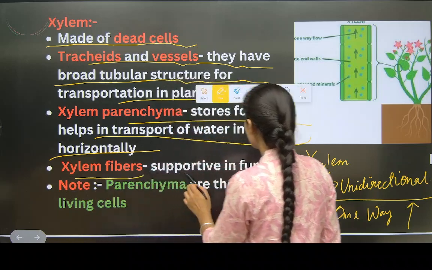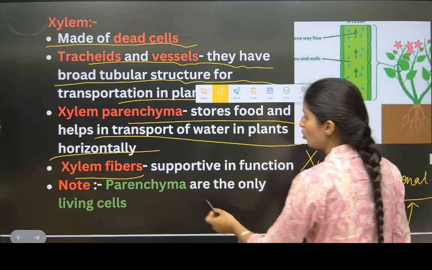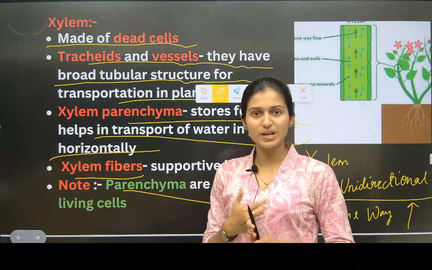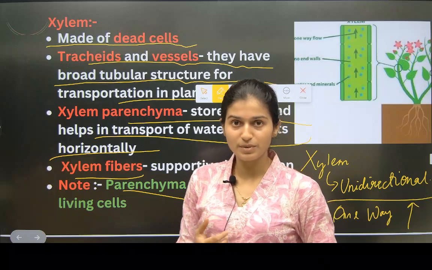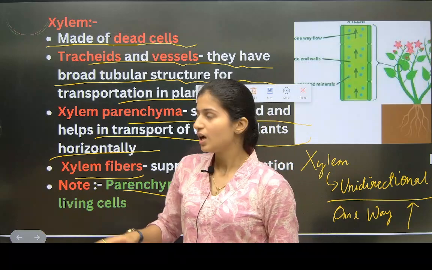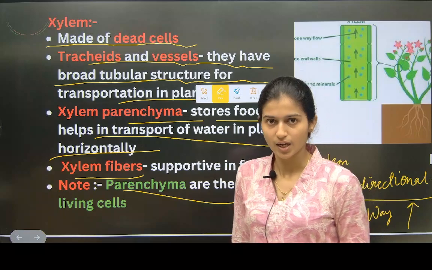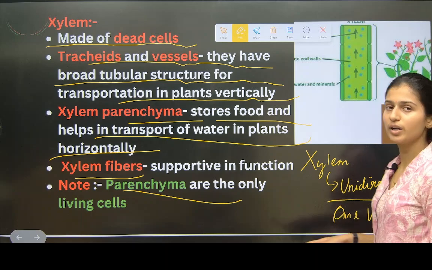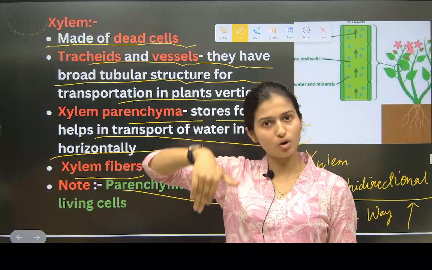Xylem fibers are supportive in function. Xylem parenchyma is the only living cell, but tracheids, vessels, and xylem fibers are all made up of dead cells. What is the main function? Transportation of water and food, and it is unidirectional, only one way. It goes only up and does not come down again. If it is taking water upward, it will only go upwards.